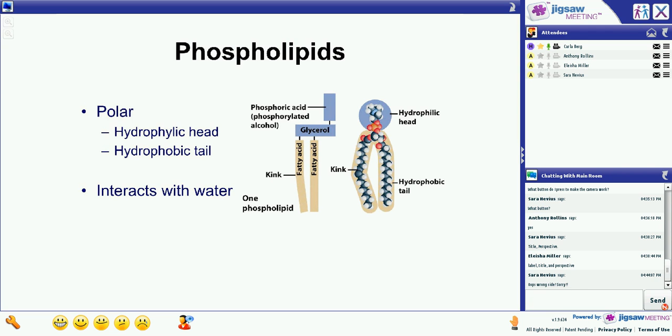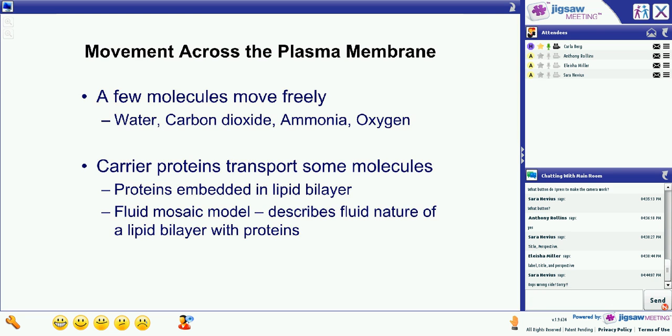If you look at the left of this diagram, you see one phospholipid that is labeled. Glycerol is the blue head. The tail going down, one of them has a kink or a turn in it. And the two tails are made up of fatty acids. So some molecules need to move freely across a plasma membrane. Some molecules that move freely are water, carbon dioxide, ammonia, and oxygen.